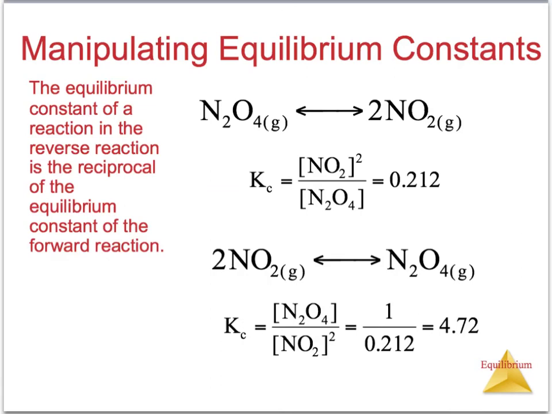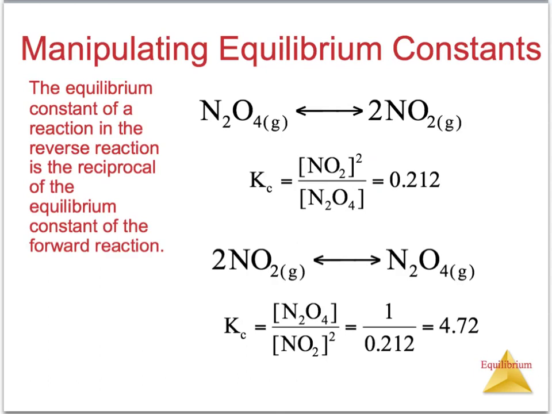Finally, we're just going to talk a little bit about how you can manipulate equilibrium constants. Now, here is, again, the forward reaction, and here I have the Kc, or the equilibrium expression, already derived for you. And I also have told you what the Kc value is. It's 0.212.